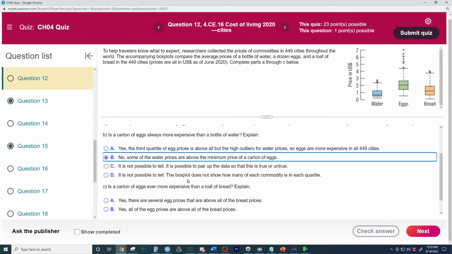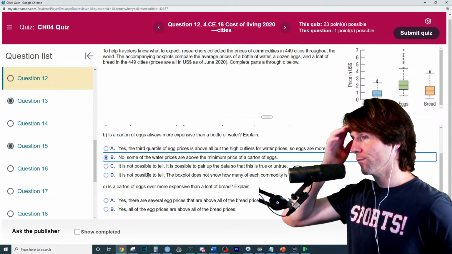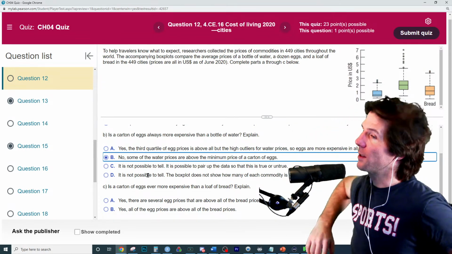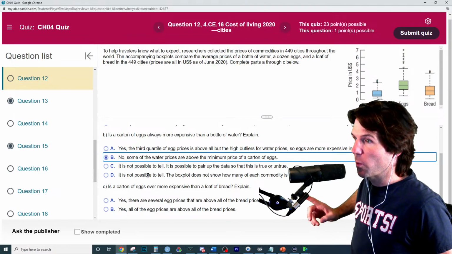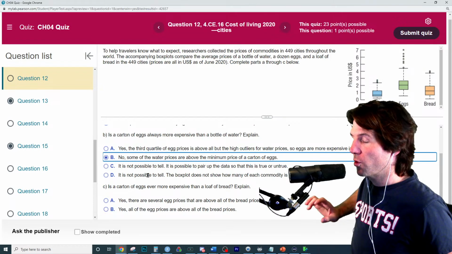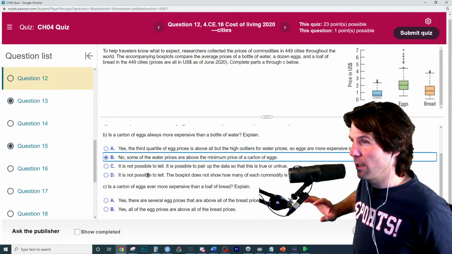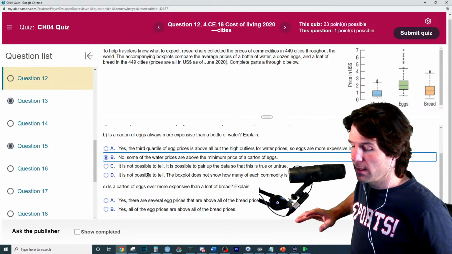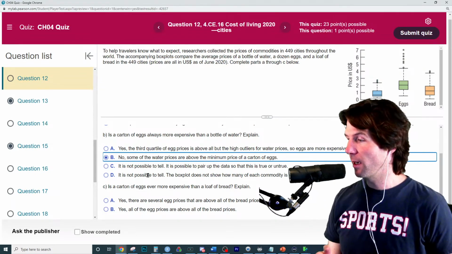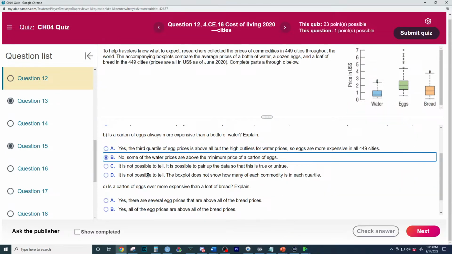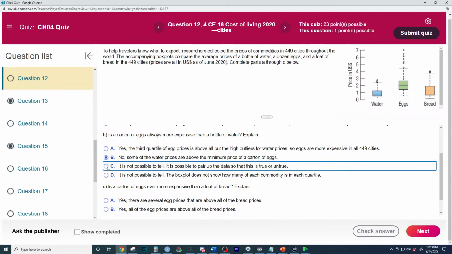Wait. This is interesting. This question should be more specific. I think it's asking about the original data. So the way it's asking this is a little bit unclear because we don't know how the data pairs up. We don't know if in one country, yeah, I know, right? So I think it is not possible to tell.